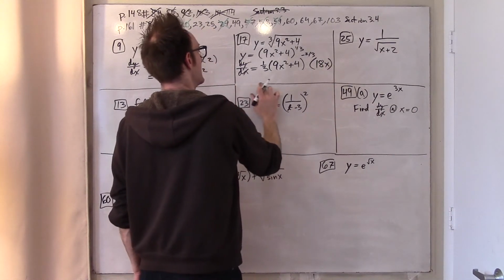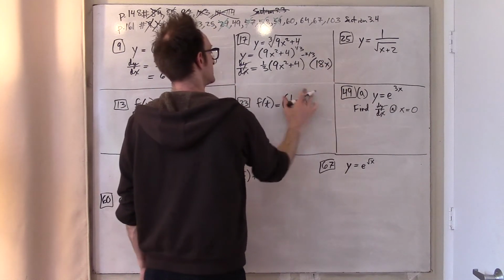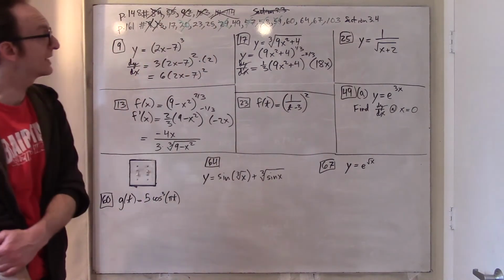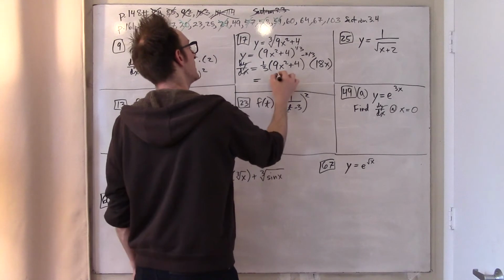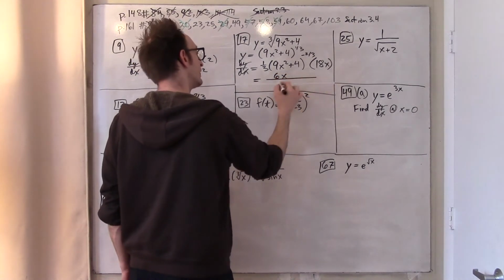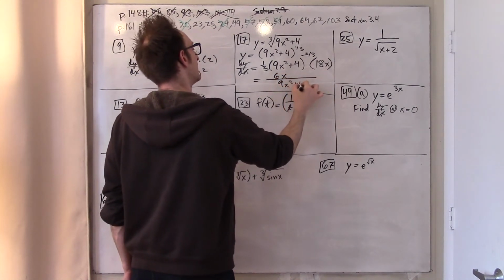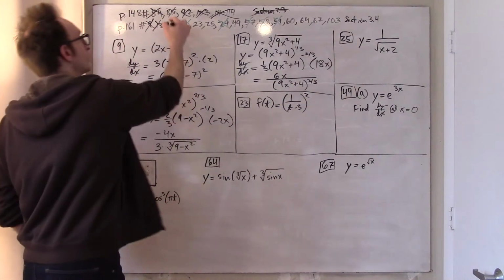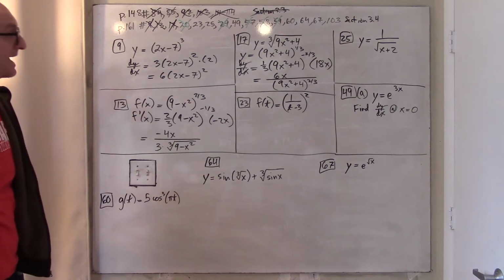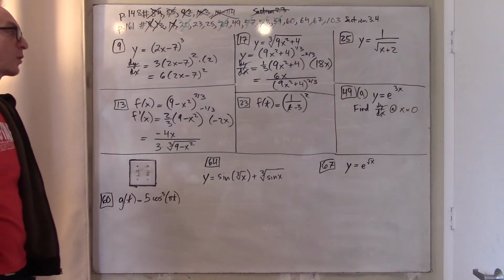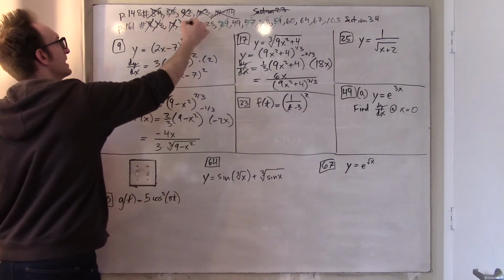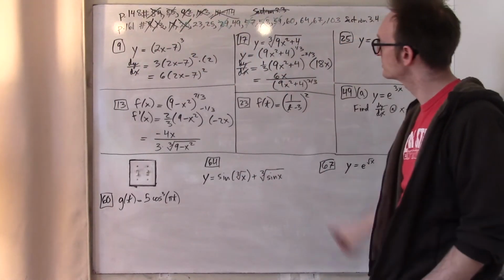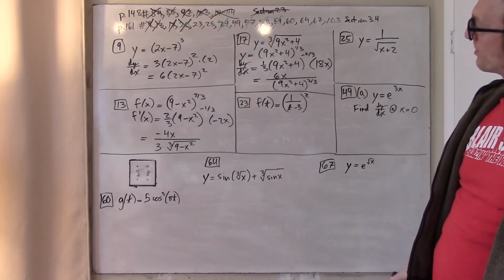So let's see, the 18 cancels with the 3. So my final answer now is 6x over 9x squared plus 4 to the 2/3. Okay, number 20 we did in class together on the day that this homework was due, so I'm not going to waste your time by doing it again. Go see the write-up from class if you want to see my work for how to do number 20.